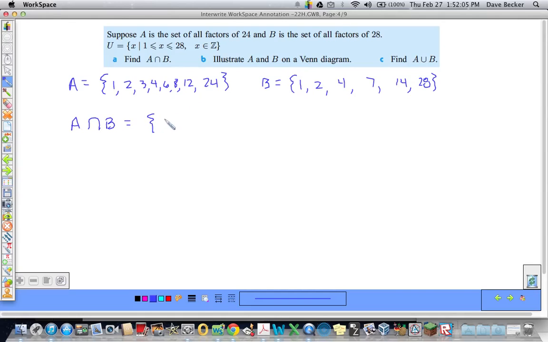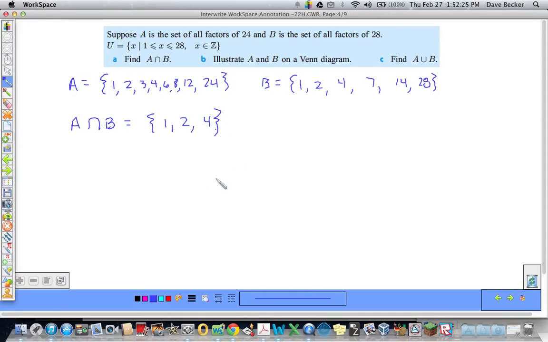So what do they have in common? 1, 2, 4, and is that going to be it? I'm not missing anything, not 7, not 14, and not 28. So the intersection, A intersect B, would be 1, 2, 4.